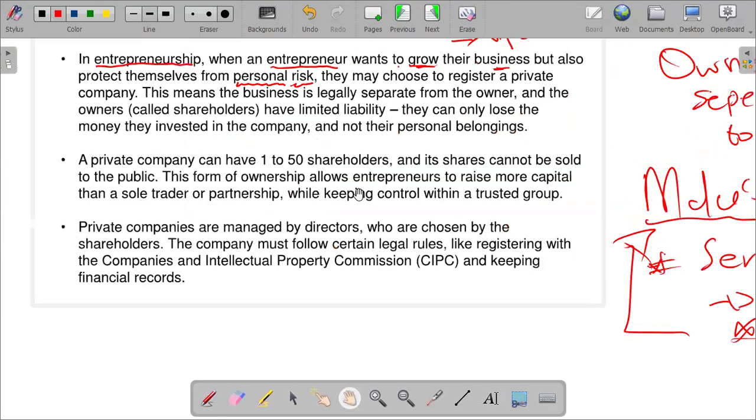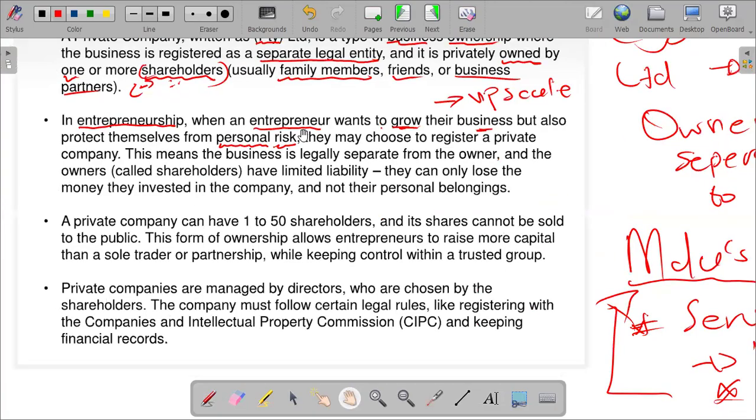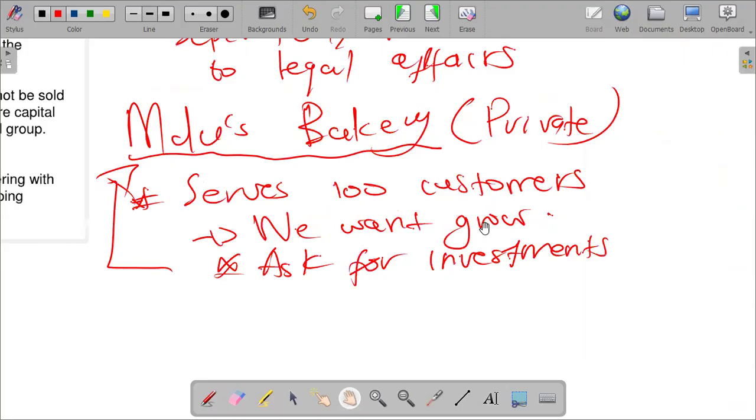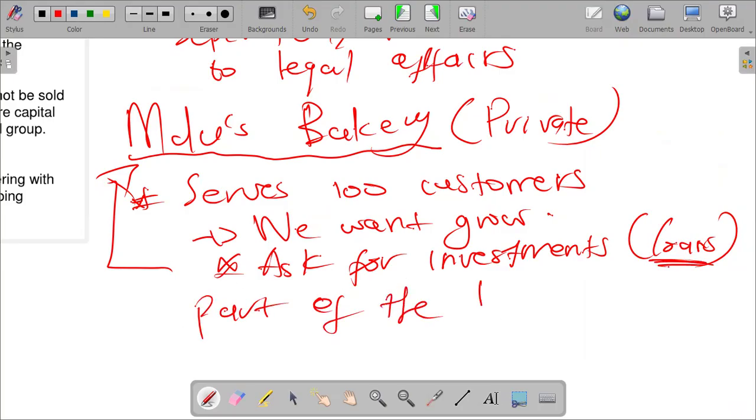As a private company, it protects you. When an entrepreneur wants to grow their business but also protect themselves from business risk, they may choose to register. What it means is that they will be legally separated from the business. So you want to grow the business and ask for investment or loans. This loan will be part of the business. The loan that the business asks for will be part of the business.